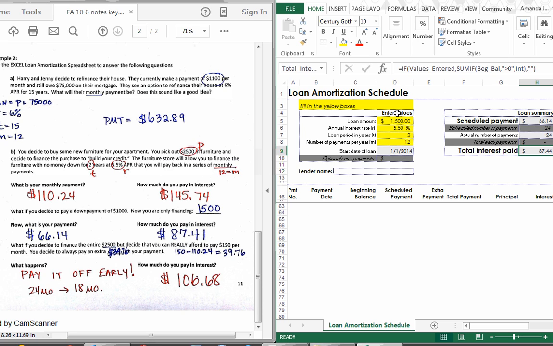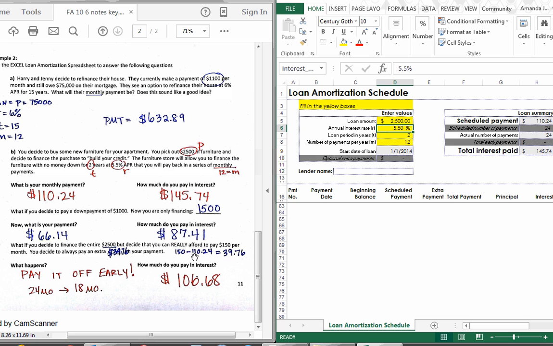So what if you decide you're going to finance the whole $2,500? Okay. Still 5.5% interest, but you decide that you can really afford to pay $150 per month. Okay, so you have in your budget $150 a month that you have free that you could pay for this furniture. Maybe you went in before you bought the furniture and said to yourself, listen, I know I can afford a $150 payment a month. So you decide you're going to go ahead and pay that.